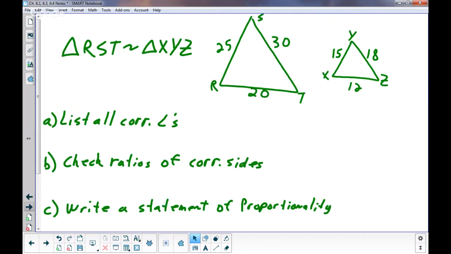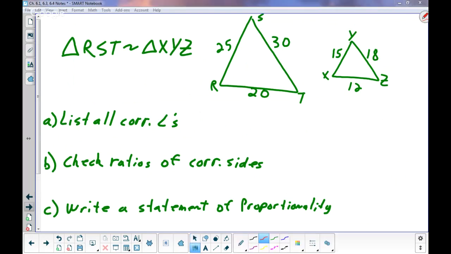All right, so here's an example. We have triangle RST is similar to triangle XYZ. So that's given. We're telling you they are similar. We say RS is 25, ST is 30, RT is 20, and respectively XY is 15, YZ is 18, and XZ is 12. And we want to list all corresponding angles.